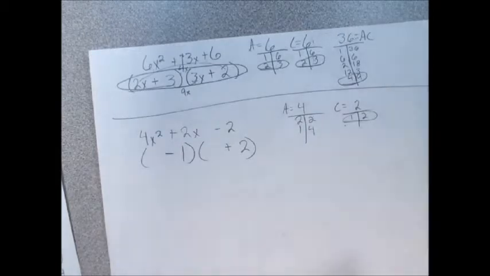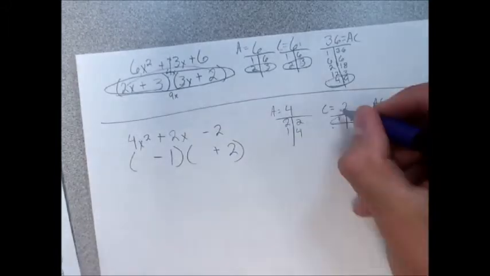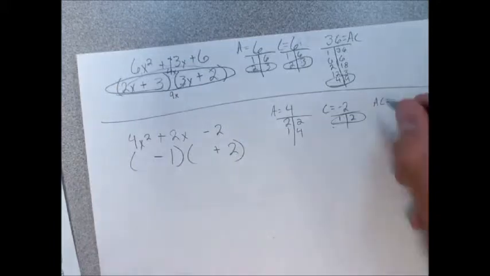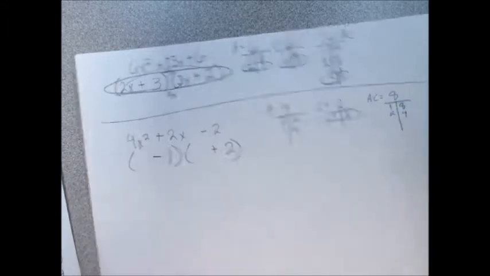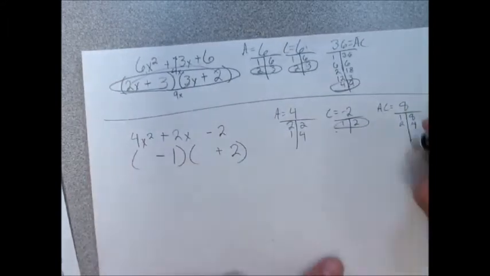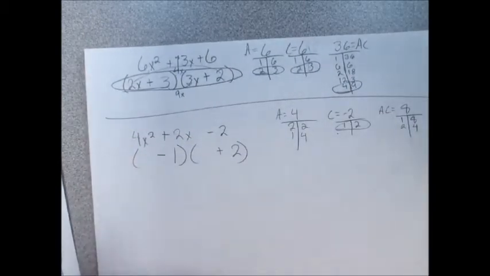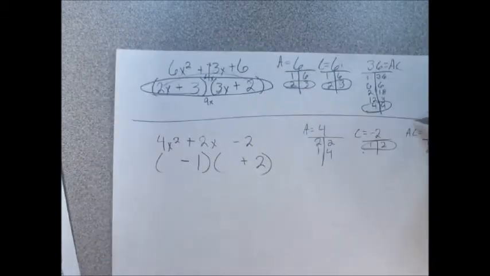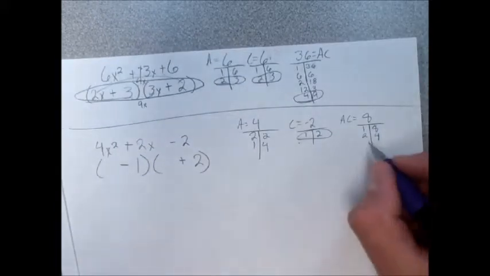Okay. Now I have to use the AC method. So what's A multiplied by C? 8, right? So I need factors of 8. 1 and 8 is obvious. 2 and 4. Are there any more? I can't think of any more. That's, again, nice. Now, since it was different signs, I'm looking for factors of AC that when subtracted, because it's a difference, will give me 2. Which one is that? 2 and 4. So I circle them.